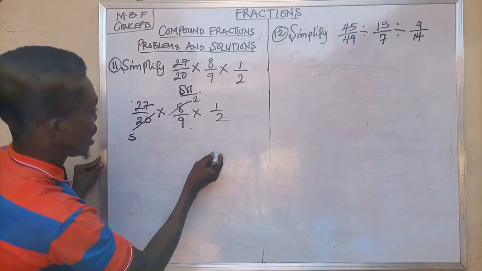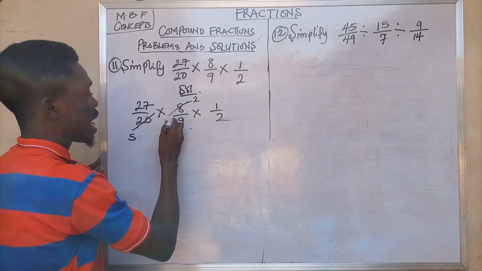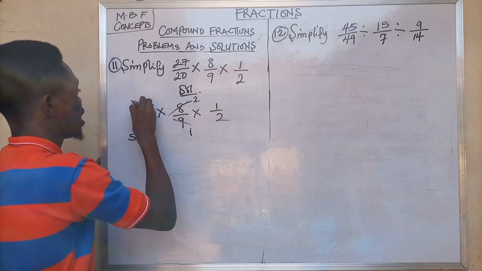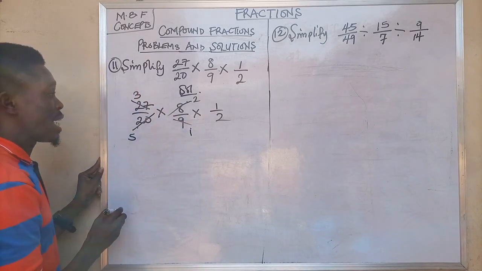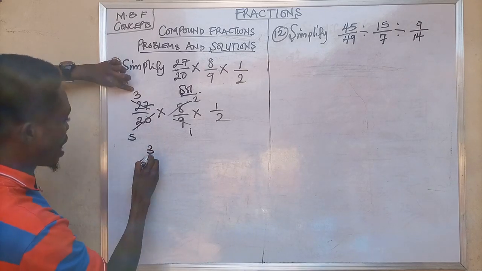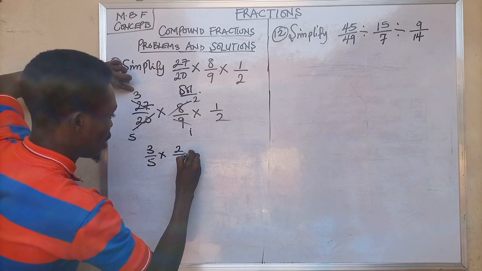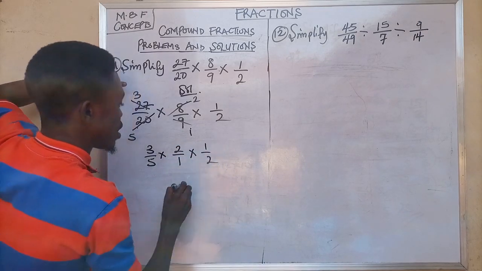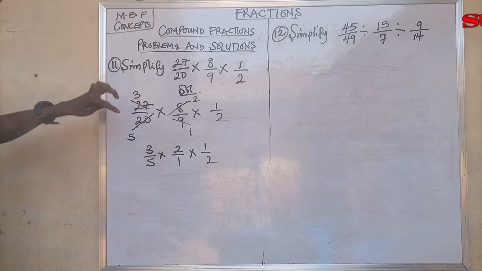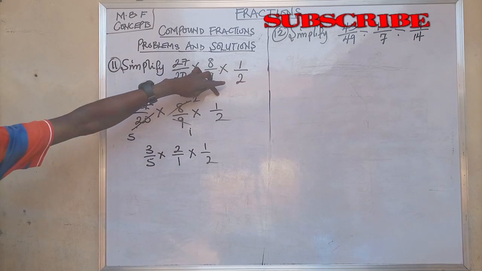Then we look at this other side. 9 is a factor of 27. So what do we do here? 9 divided by itself is 1. 9 into 27 is 3. Guys, what do we do? We can simply still reduce this fraction as the remainder here is 5. We have 3 over 5 times 2 over 1 times 1 over 2. So we reduce the fraction. This is 3 over 5, 2 over 1, and 1 over 2.